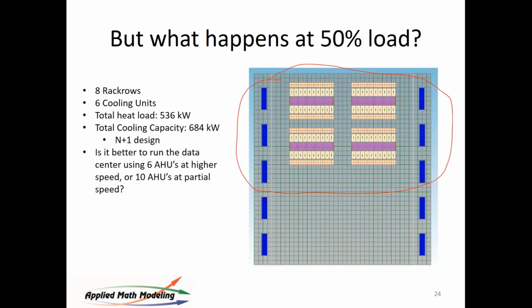And here, there's a question we have to ask: how do we set this thing up? Do we run it with all AHUs on, or do we run it with just 6 on? I've seen people do this differently. You go into some data centers that are half loaded, and they only have half the AHUs on. Is it better to have them all on? We'll show you that analysis here.